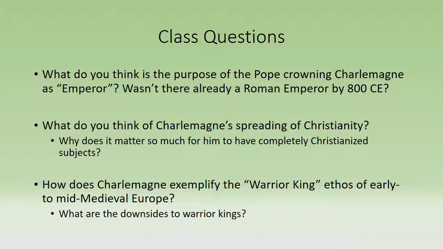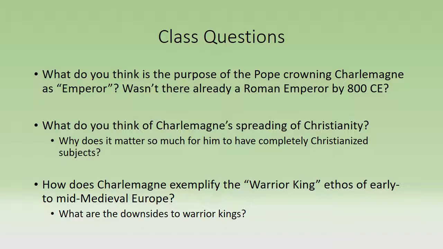So what do you think is the purpose of the Pope crowning Charlemagne an emperor in 800 of the current era? Wasn't there already a Roman emperor in 800 of the current era? If your default answer is no, remember, we still have Constantinople. There's an emperor sitting there. Why would you want to have a different Roman emperor, a German Roman emperor, a Latin Roman emperor.